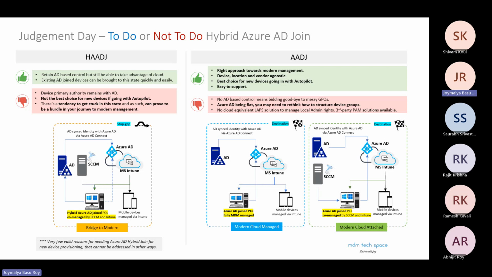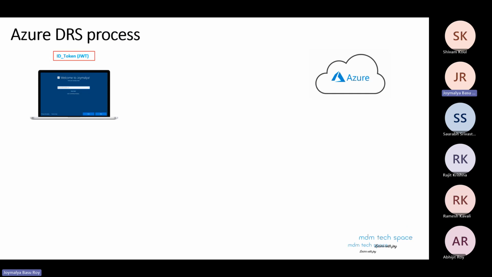Before I go further, we will look into the Azure DRS process. We are doing a signing in, and the Azure Active Directory ID token has been received by the device. Now this shows a device doing a DRS process from the out of box screen, but the process that happens when we are running it from settings is also the same.